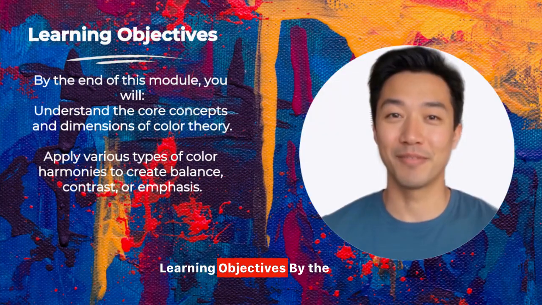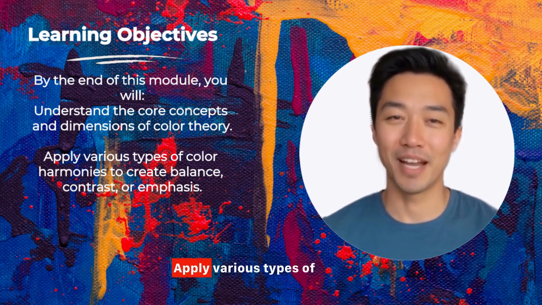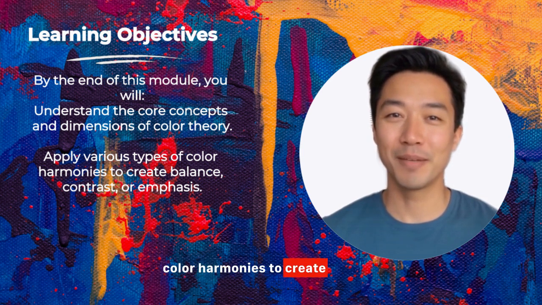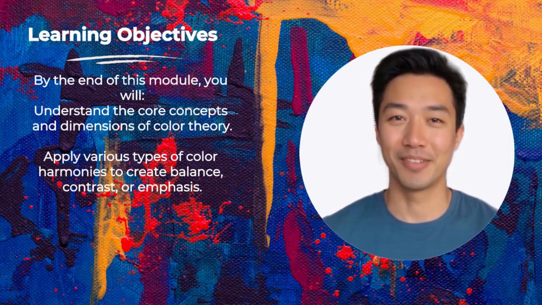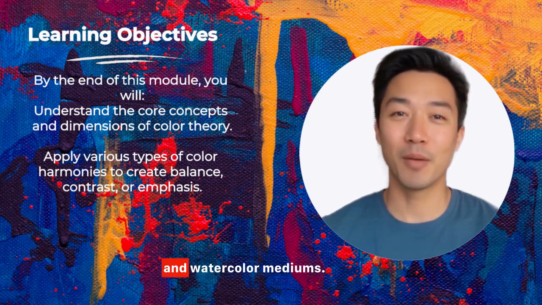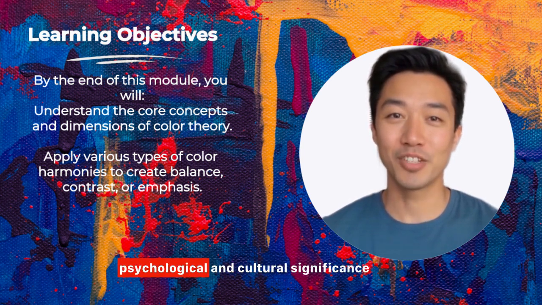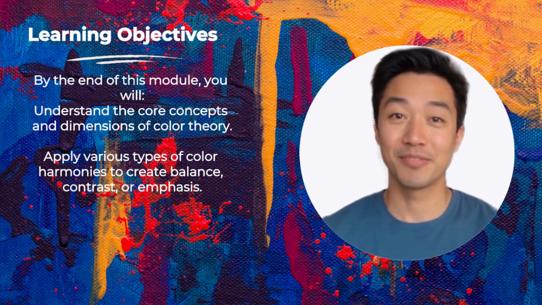Learning objectives. By the end of this module, you will understand the core concepts and dimensions of color theory, apply various types of color harmonies to create balance, contrast, or emphasis, mix accurate and expressive colors across oil, acrylic, and watercolor mediums. Identify and utilize the psychological and cultural significance of colors.